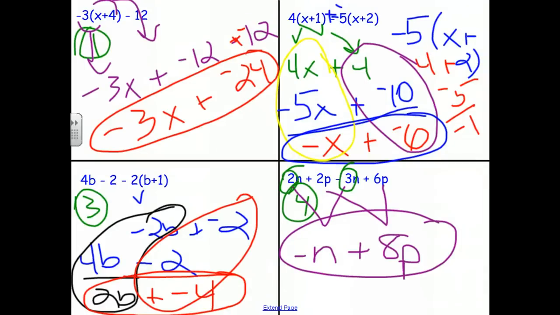You might have some n's combined with some p's. The n's and p's are not like terms, but they can be combined with the p's within themselves and the n's within themselves. And that is how you simplify an expression, by combining like terms.